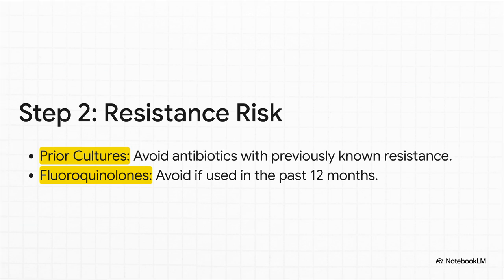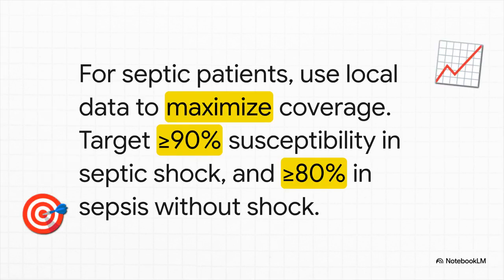Let's just zoom in on that second step, resistance risk, for a second. The guidance here is very direct. You want to avoid any antibiotic that has previously documented resistance for that patient. And if a patient has taken a fluoroquinolone anytime in the past year, you should avoid that entire class for empiric therapy because the chance of induced resistance is just too high. And for step 4, when you're dealing with your highest risk septic patients, that local antibiogram becomes absolutely essential. The guidelines give us specific thresholds to aim for.